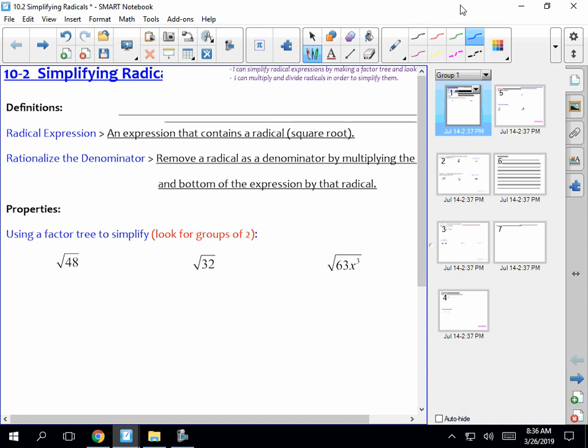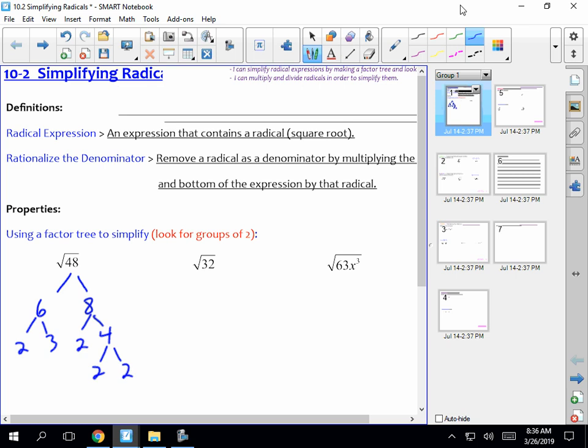So take the number 48. What's the first set of factors that you think of? 6 and 8 is the first one. So if we have 6 and 8 here, and then we keep going. 6 breaks down as 2 and 3, right? And then 8 would be 2 and 4, and then we can take 4 a little further to 2 and 2.